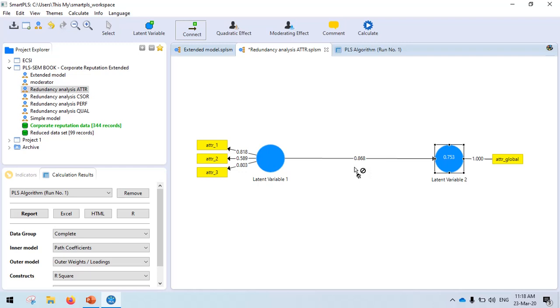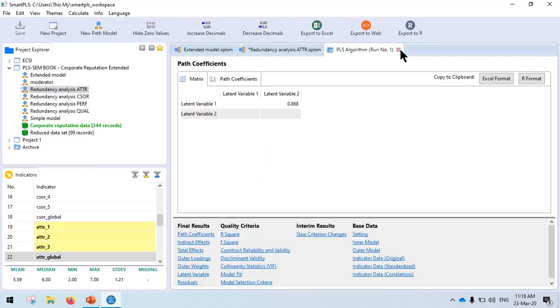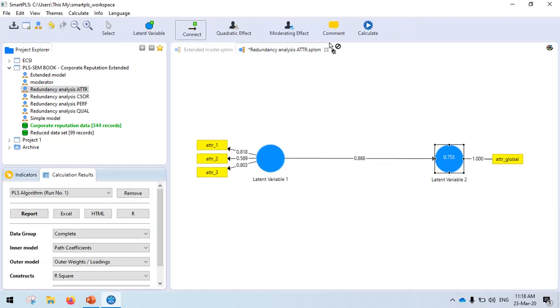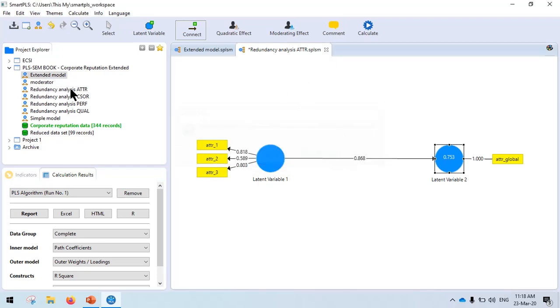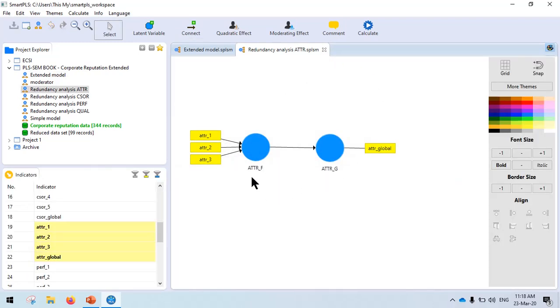So I will do this for all. Here I have forgotten to rename it, so I close it, don't save, and do it again. So we put the construct as attractiveness F, this attractiveness global, and here I calculate again.